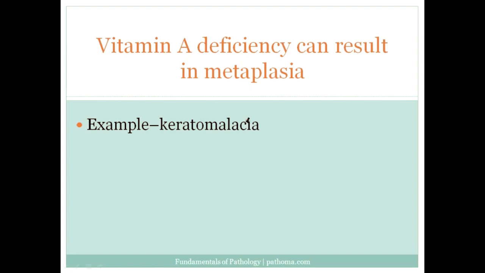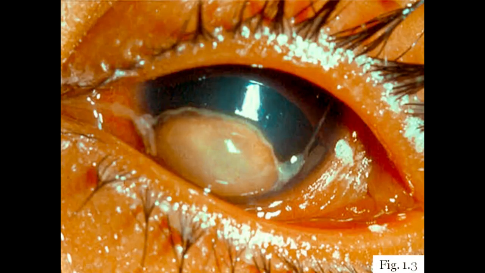If there's a vitamin A deficiency, that can result in metaplasia of those cells that line the surface of the eye, which can then result in a thickening of that surface, called keratomalacia. I'll show you a classic picture. This is a picture of the conjunctiva of the eye. Normally the conjunctiva should be absolutely transparent. However, we can see here that it's become thicker.